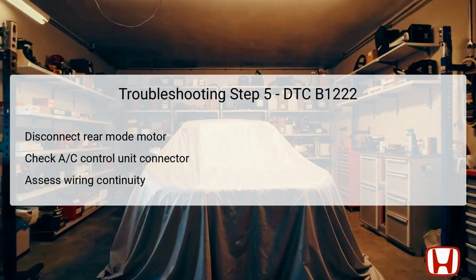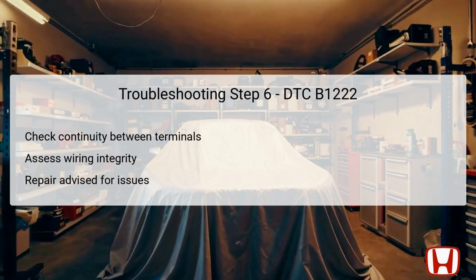This step aims to ascertain whether a short to body ground exists in the wiring connecting the AC control unit to the rear mode control motor. Continuity tests will reveal whether the signal from the control unit is successfully reaching the motor, or if there's an interruption owing to shorting, which would need rectification. Identifying these faults early can guide the repair process efficiently.